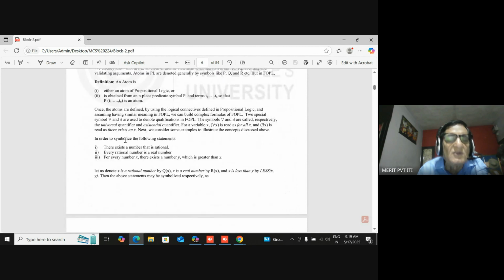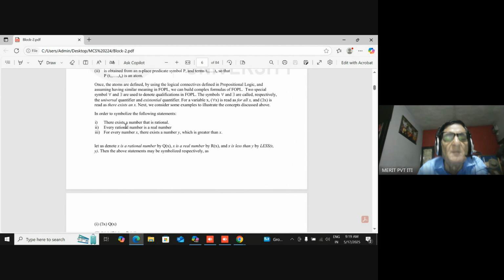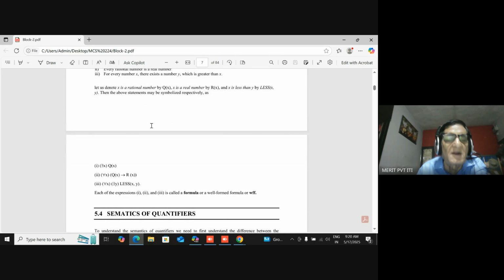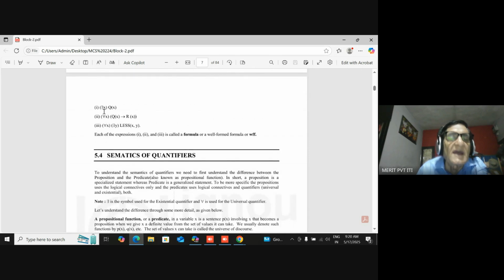You can see that there exists a number that is rational. Every rational number is a real number. For every number x, there exists a number y which is greater than x. So let us denote x is a rational number by Qx, x is a real number by Rx, and x is less than y by this. Then the above statements may be symbolized respectively as there exists x, Qx; for all x, Qx implies Rx; for all x, there exists y, x less than y.